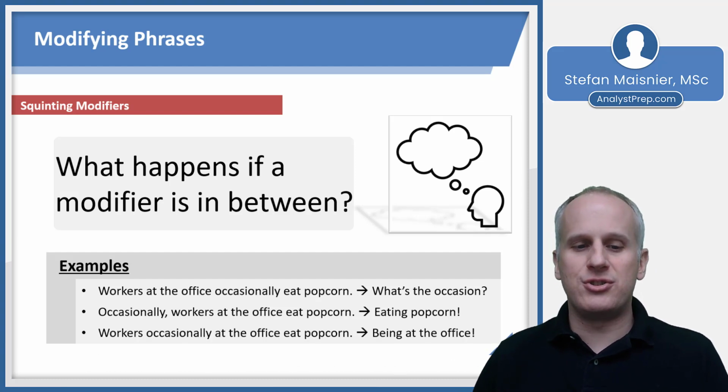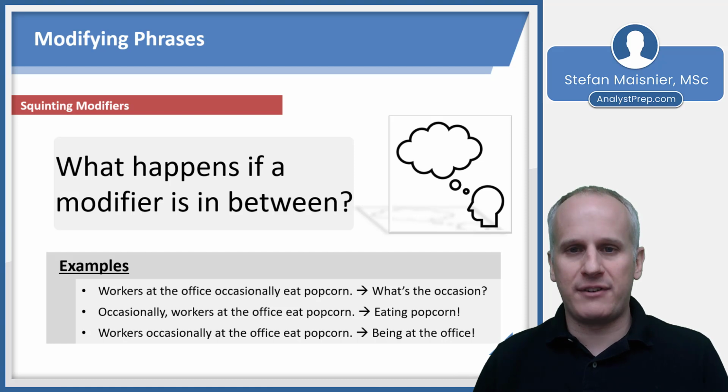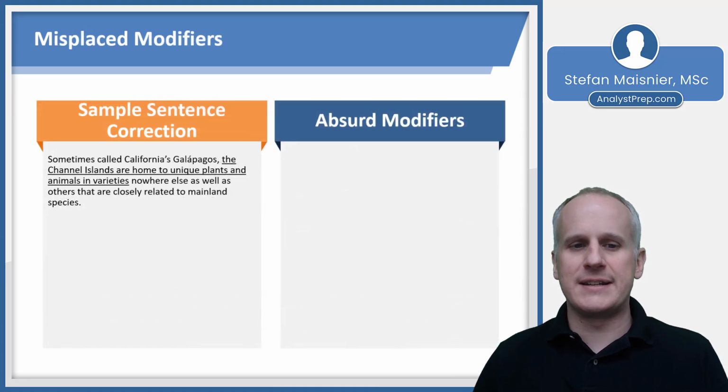Alternatively, we could change it to "Workers occasionally at the office eat popcorn," meaning that if they're occasionally at the office, not all the time, they eat popcorn. So now, for whatever reason, full-time workers don't eat popcorn, but if you're only occasionally at the office, you do eat popcorn. You need to clarify these sorts of ambiguities between what are known as squinting modifiers that could refer to either what comes before or after. So let's take a look at an example.